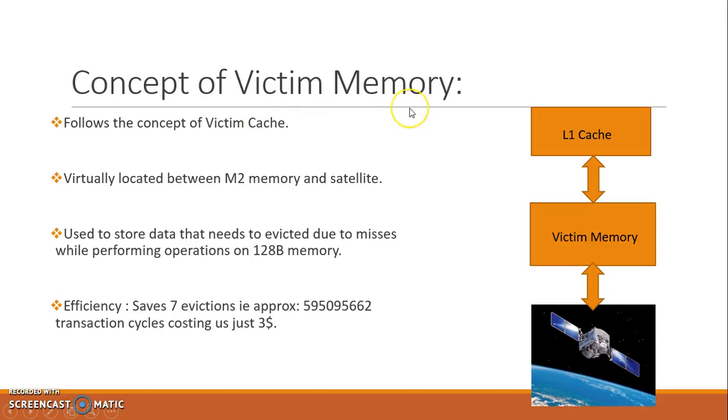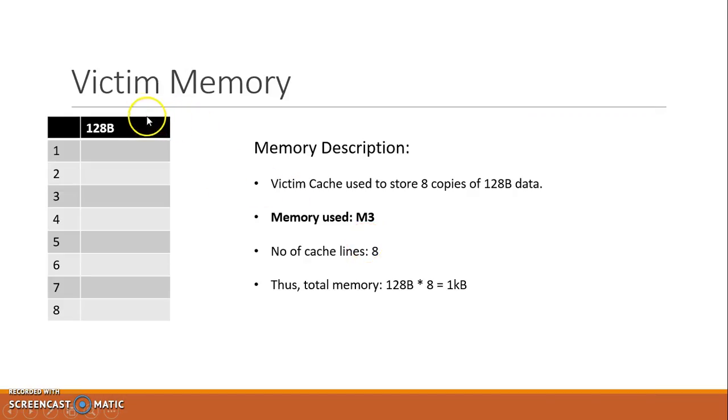We are using victim memory in our project. It basically follows the concept of victim cache. It is virtually located between the M2 memory and the satellite. So whenever a miss occurs, in the case of write, you can write the data into the victim cache, or for the read, you can read the data from the victim cache. So basically it prevents you from having an eviction. In our project, we saved 7 evictions which approximately profited us this many cycles, and it just cost us $3. We are using the concept of victim memory only for 128 bytes of data, and we are using M3 memory, so the width is 128 bytes and it has 8 locations.